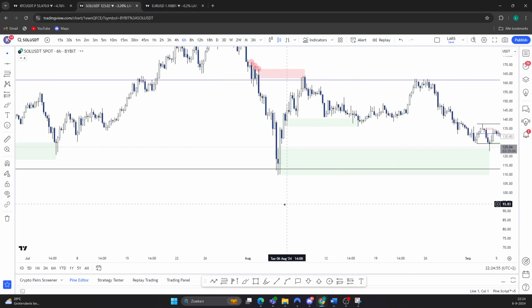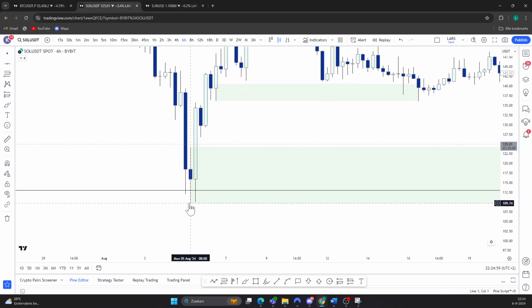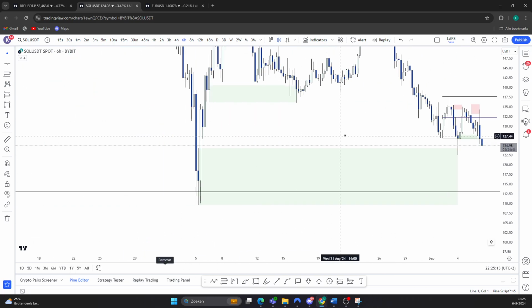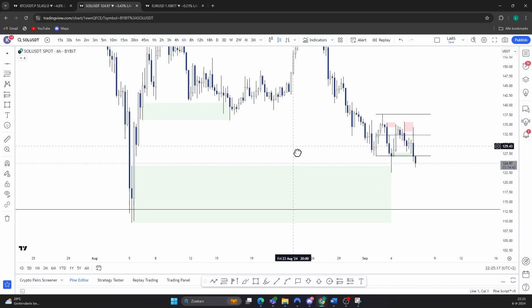When we swept that low, we can see this bearish candle that what followed was a bullish expansion towards the upside, leaving a fair value gap. Boom. Making this a valid 6-hour order block. Look what happened when price later on came back into it. We got that move up, right? We got that move up.